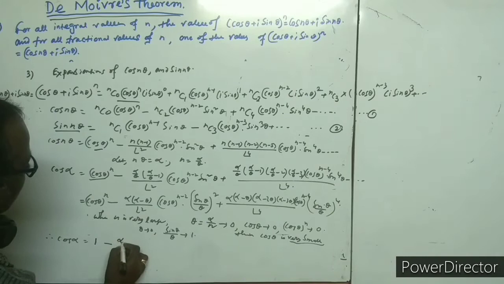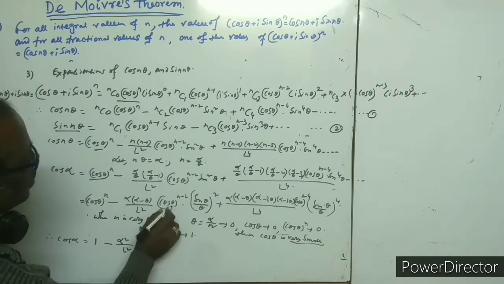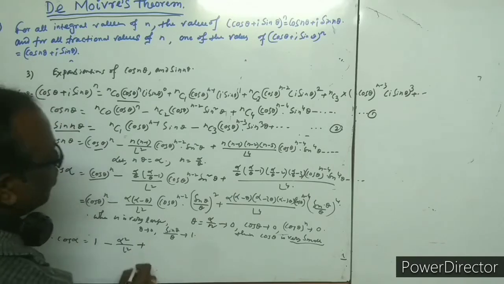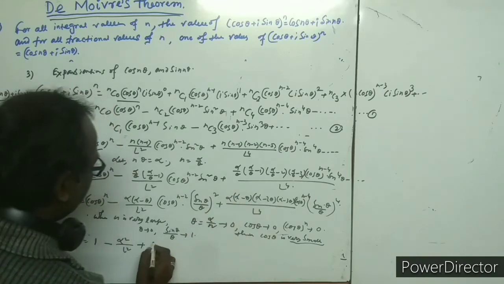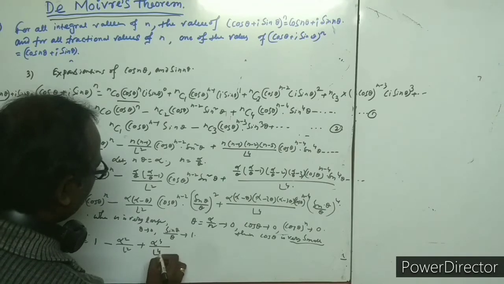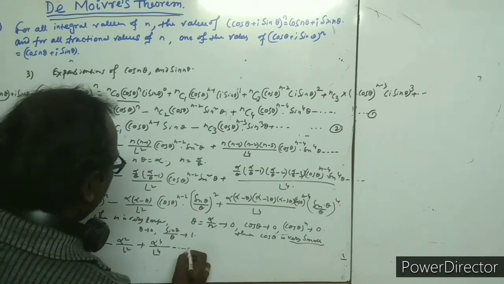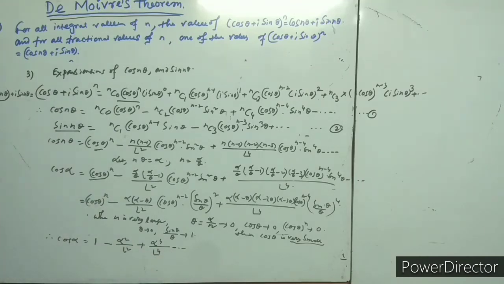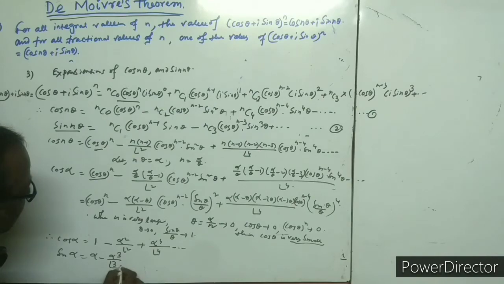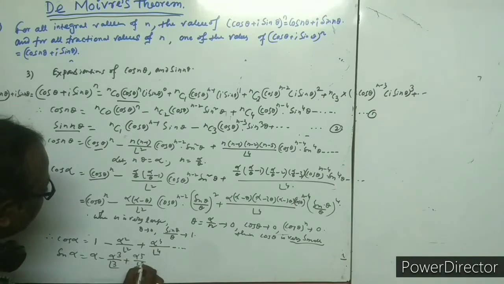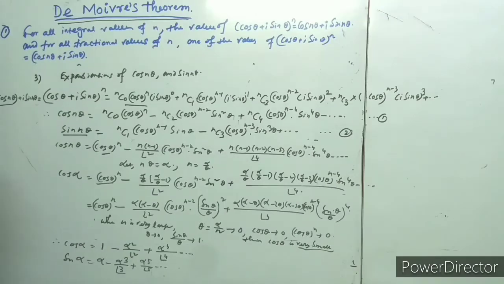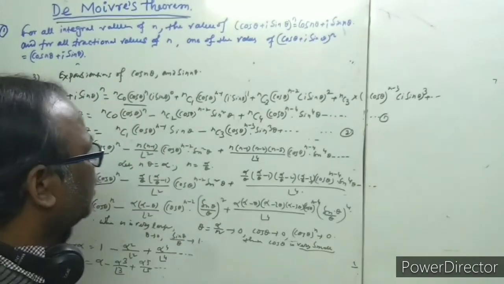is the alpha square by factorial 2, so this is 1, this is 1 also, plus 1 2 3 4, so alpha to the power 4 here, so by factorial 4. So this is the expansion of cos alpha, and similarly we can show sin alpha is equal to alpha minus alpha cube by factorial 3 and alpha to the power 5 by factorial 5 also. So use this expansion, we expand the formula of tan alpha.